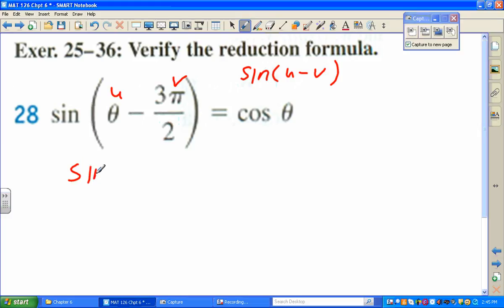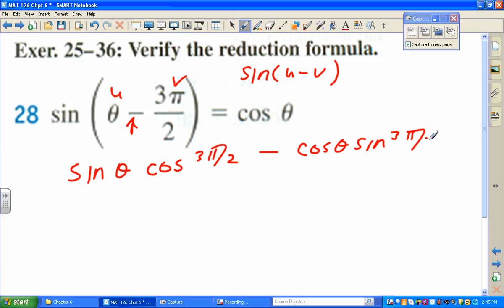So it's going to be sine of u, which is theta, cosine v, which is 3 pi over 2. Now, everybody says, what about the negative? That's included in your identity. You put a minus sign right there. And then you put in cosine theta, sine of v. So wouldn't it be plus? Sines are the same. Cosines are the opposites.